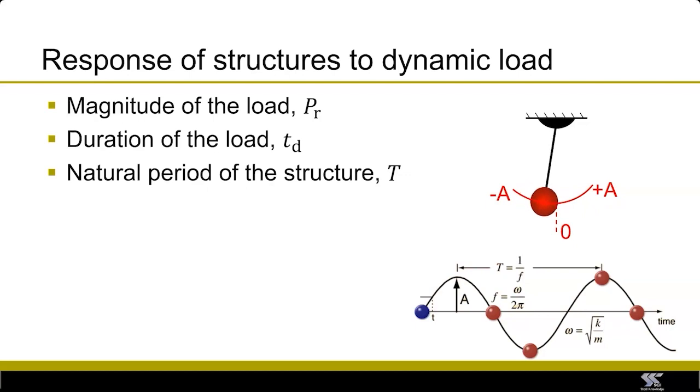A simple example of natural frequency is a tuning fork, which is designed to vibrate at a particular natural frequency. In this graph, T is the natural period, the time it takes for one full cycle to occur. f is the natural frequency in Hertz, defined as 1 over the natural period. Omega is the angular natural frequency, defined as 2 pi times the frequency.